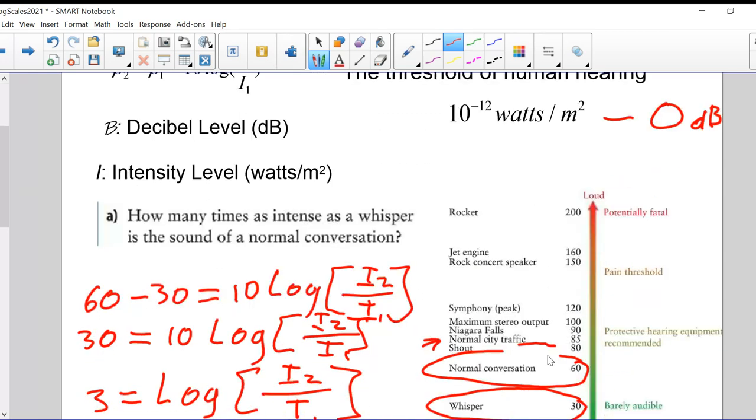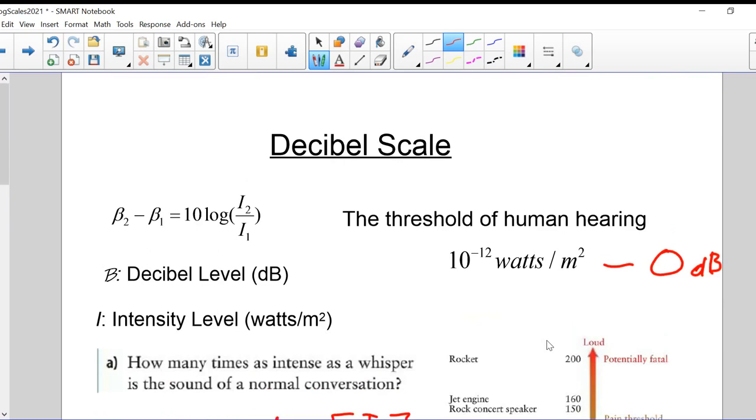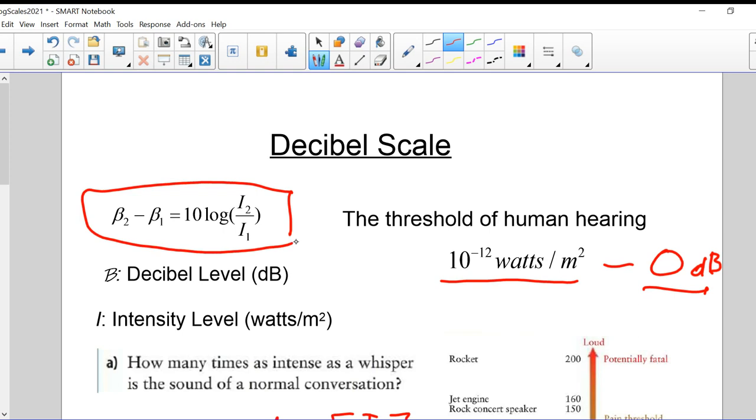Okay, let's get back to the question. So remember this now. A 0 on the decibel scale corresponds to 10 to the minus 12 watts per meter squared. So can we somehow put that into that formula and come up with what this teacher's decibel level is? I want you to think about that.